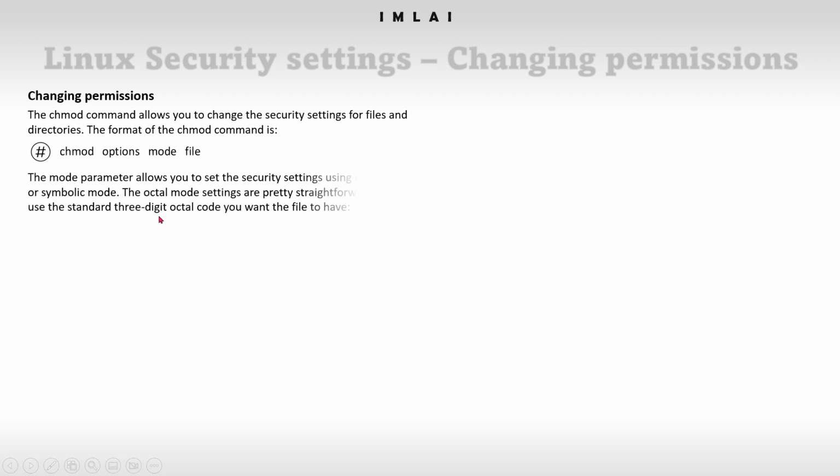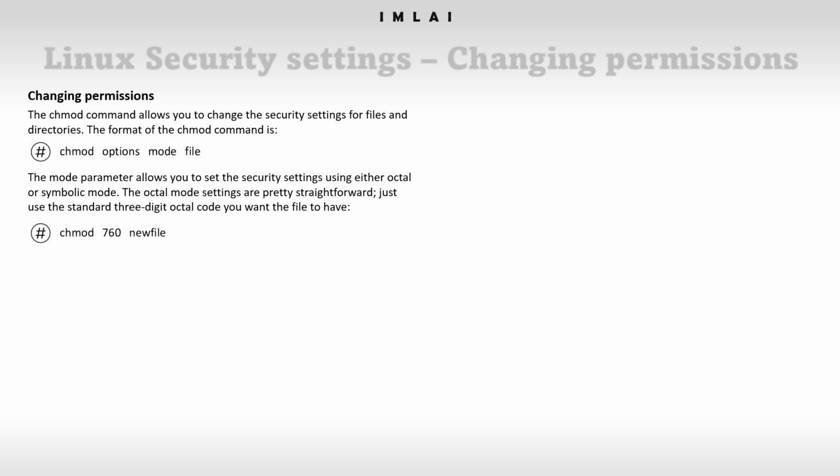This mode parameter allows you to set the security settings using either octal or symbolic mode. We have to decide whether you want to go with the octal mode or symbolic mode. The octal mode settings are pretty straightforward. Just use the standard 3-digit octal code you want the file to have. So for example, this is 760, file1.txt, 760 example.